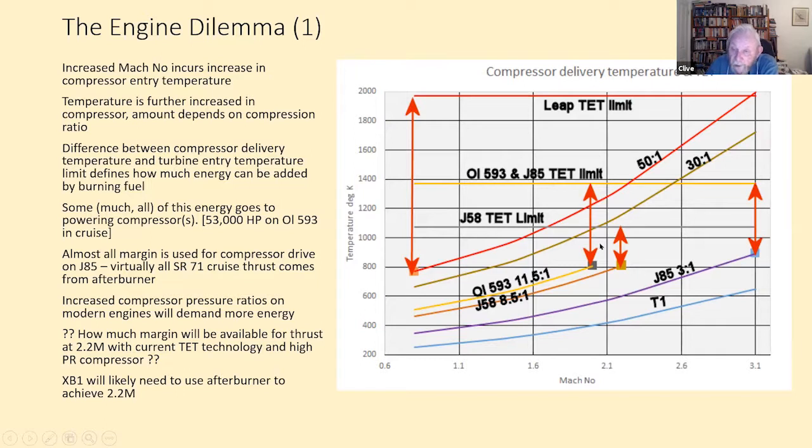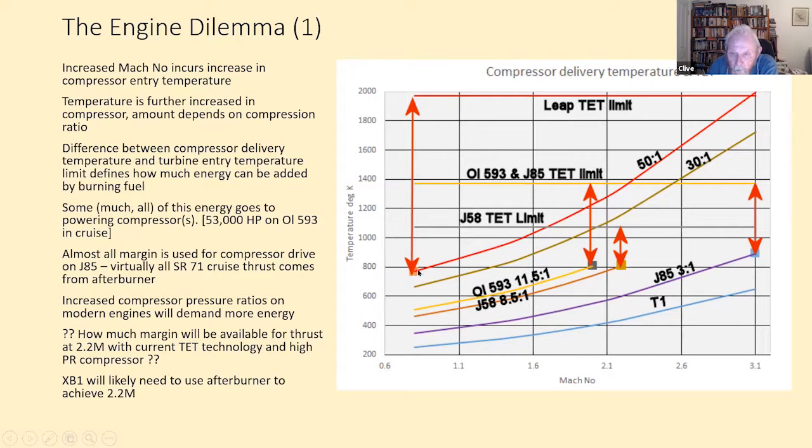Now, I know when you look at the SR-71, which had a very low compression ratio, my analysis of it showed that when you got to 3.1, that temperature difference you had, that margin, was only just enough to drive the compressors. You really didn't get any thrust at 3.1 out of the J85, except what you got from the afterburner. Now, when I come back to today's engines, to LEAP, for example, it's running at a very high pressure ratio, but the TET limit is also increased dramatically. So there's actually quite a big margin there.